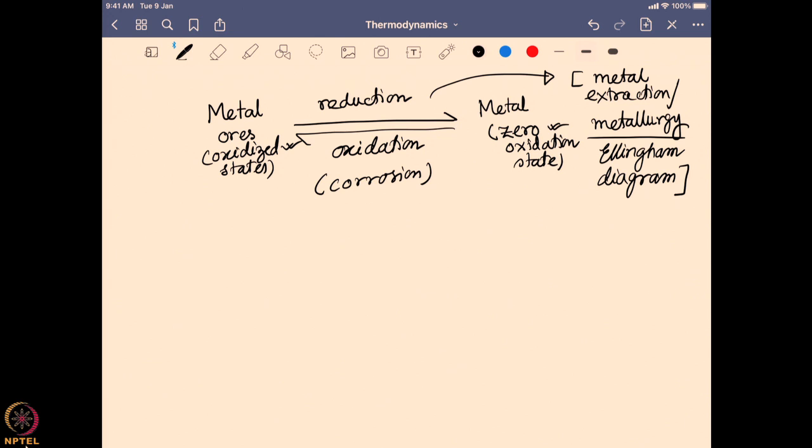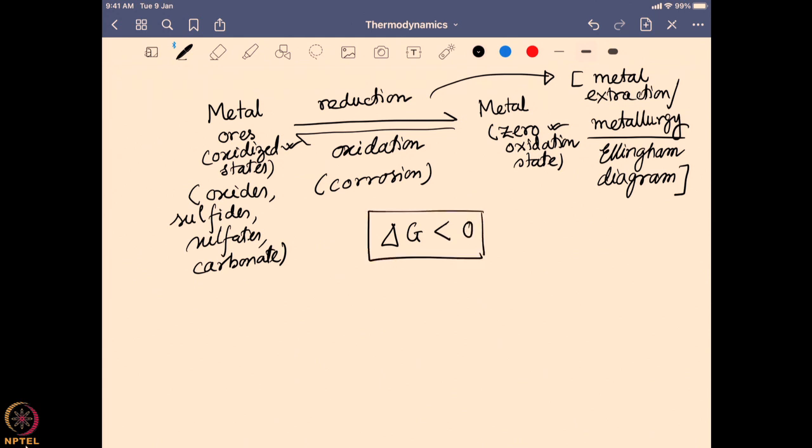And in the oxidized state, in the metal ores, they are nothing but, we can say, metal salts or metal oxides, where they have oxides, sulfides, sulfates, carbonates, to name a few of the anions that actually bind with the metal and stabilize it in its higher oxidation state. And this metal corrosion generally is a spontaneous process. So that's why corrosion occurs on its own in the presence of the atmosphere.